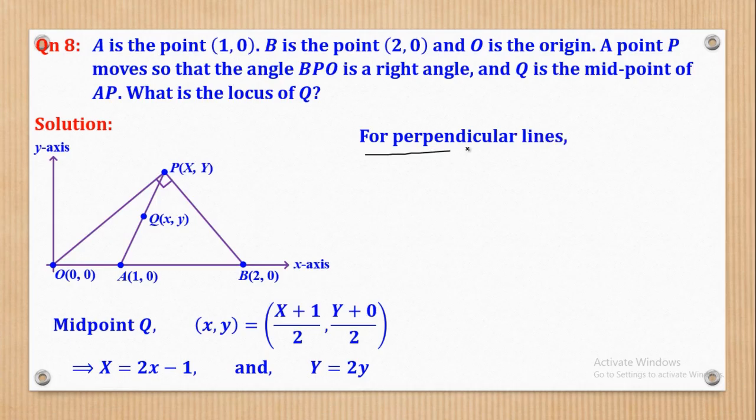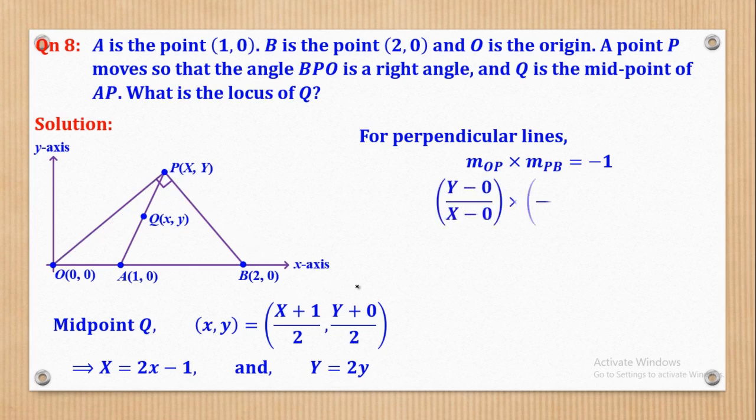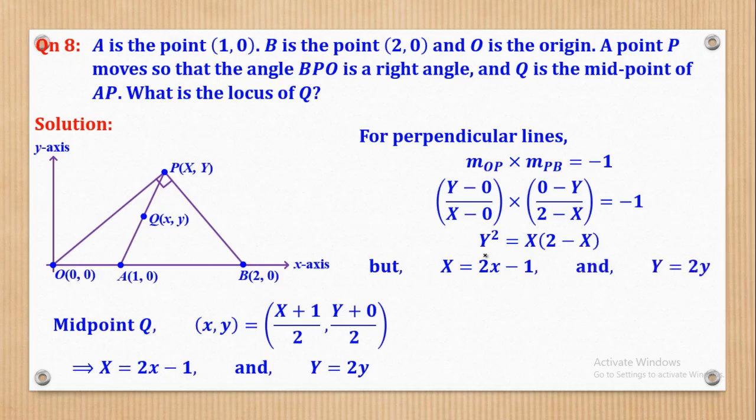So you shall say that for perpendicular lines, the product of their gradients must be equal to -1. That means that for this line OP and this line BP, the product of their gradients is equal to -1. So the gradient of OP is this, the gradient of BP is this, equal to -1. So I'll simplify and come up with this. But remember, the locus must be in lowercase.